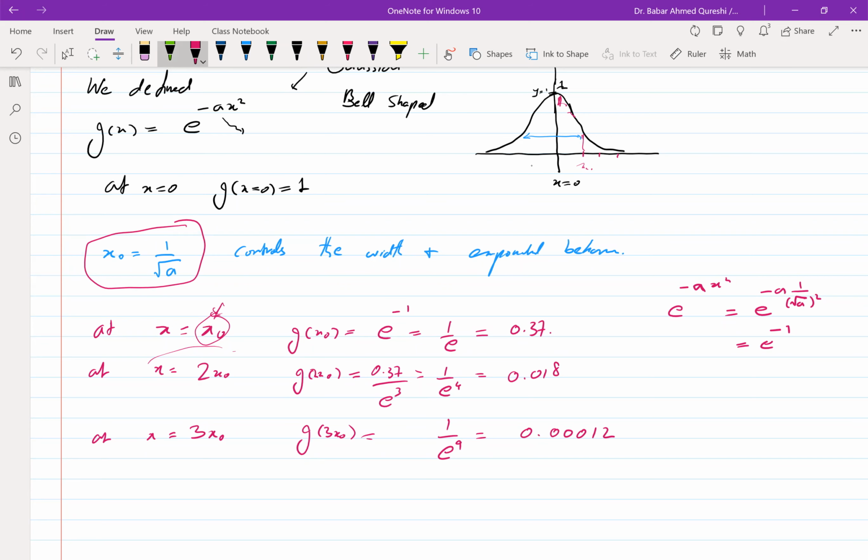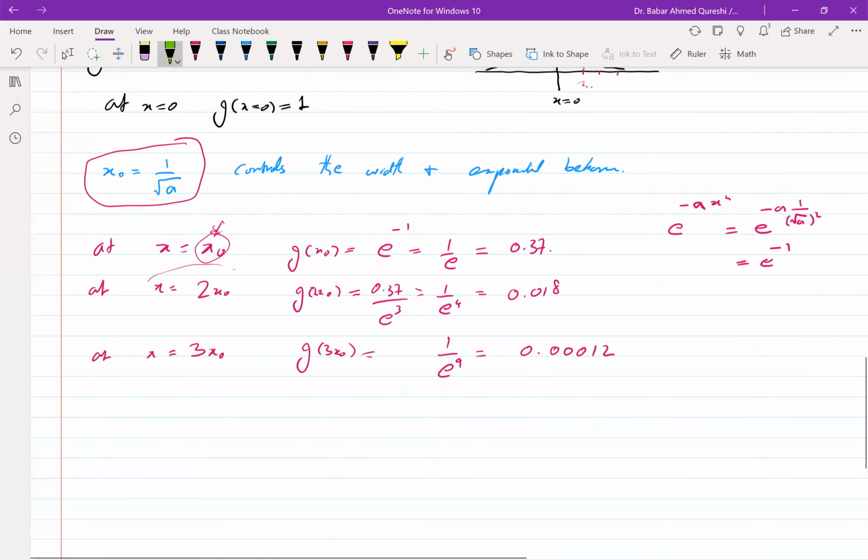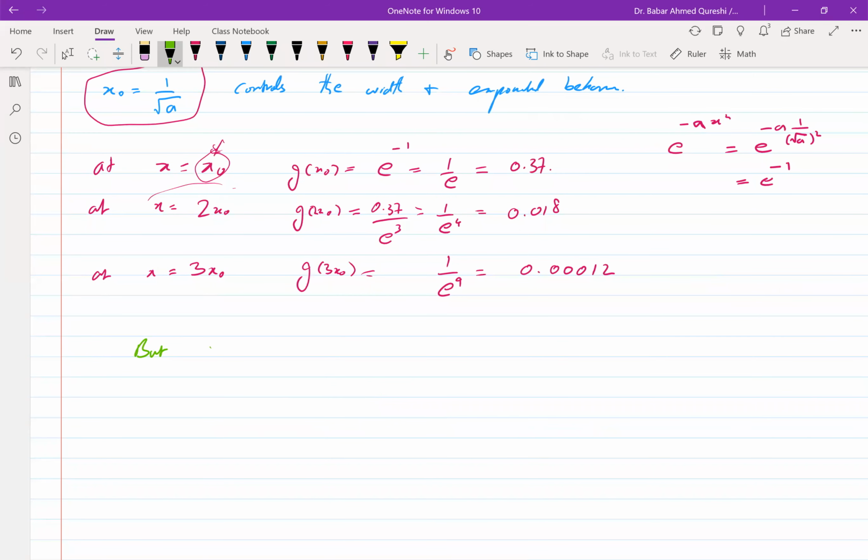But I have a question. Just one moment. But it's never zero. Strictly speaking, it is never zero. It goes down very quickly, so for practical purposes it just goes to zero, but not strictly speaking.